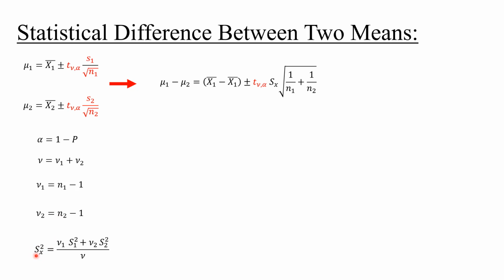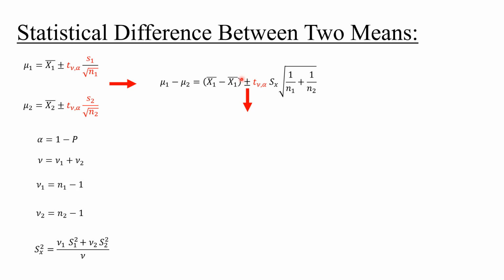And here is the pooled standard deviation. Whenever you have a standard deviation squared, that means variance. So basically the same thing, it's just always positive because you square it. And here you have it based on the variance of each sample. S1 is the standard deviation, S1 squared is the variance.